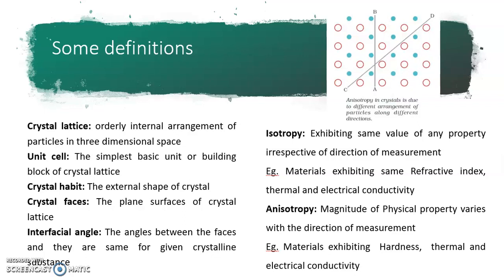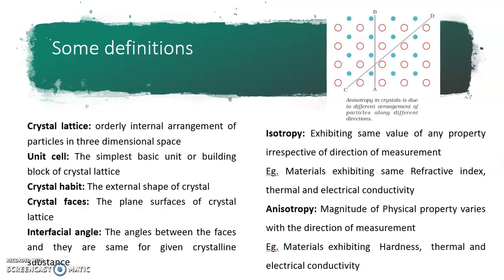And anisotropy, it is when the magnitude of physical property varies with the direction of measurement. So the materials which exhibit different values, if you change the direction for measurement, then they are referred as anisotropic. Example, like you may have different value of hardness if you measure in different directions, or like thermal and electrical conductivity.